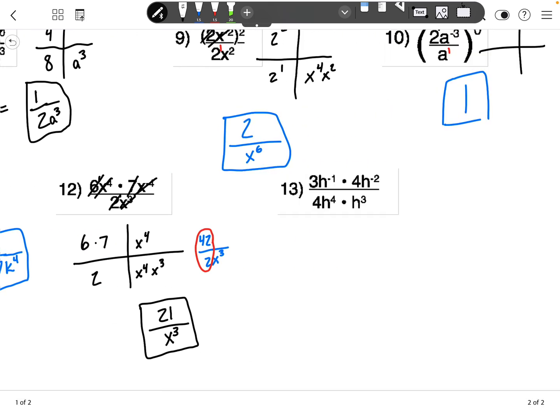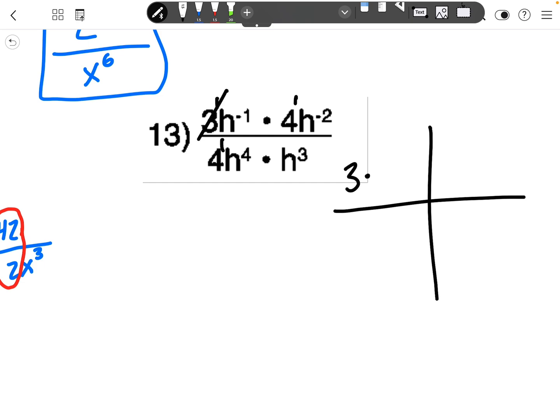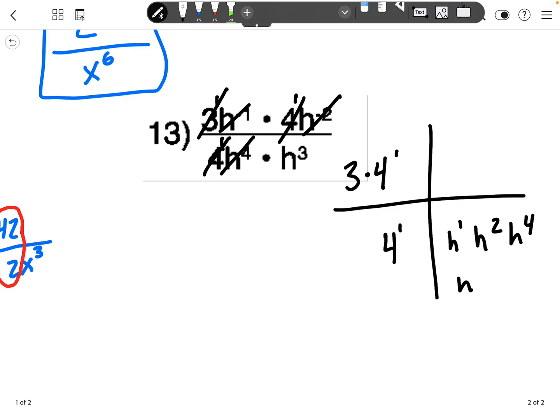I'm just going to do one more today. I'm going to start with a chart. I have numbers and I have H's. 3 to the first power is 3. H to the negative 1, negative exponents move. 4 stays. H to the negative 2 moves. Now 4 on the bottom, positive exponent stays. H to the 4, positive exponent stays. H to the 3, positive exponent stays.